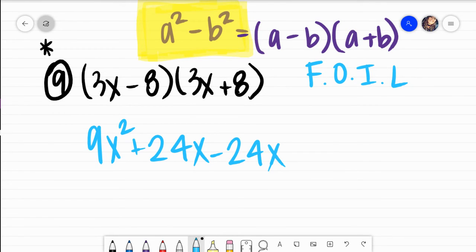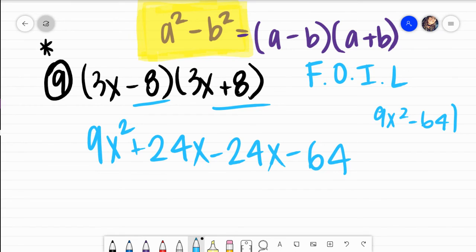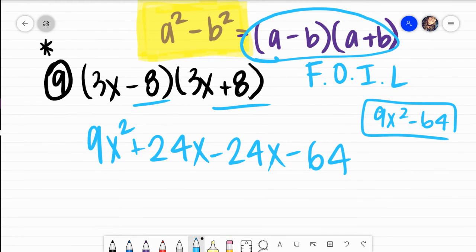And then L stands for last, the last term in each binomial. 8 times 8 is 64. Signs are different, so it's negative. This is what I was trying to tell you I knew it would come out to be because it was written, y'all, in this form, and I know it can be written in this form, right?